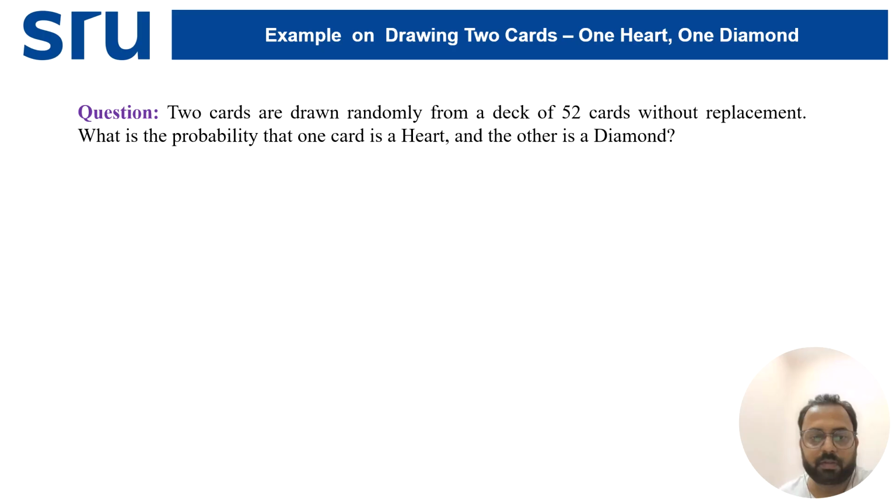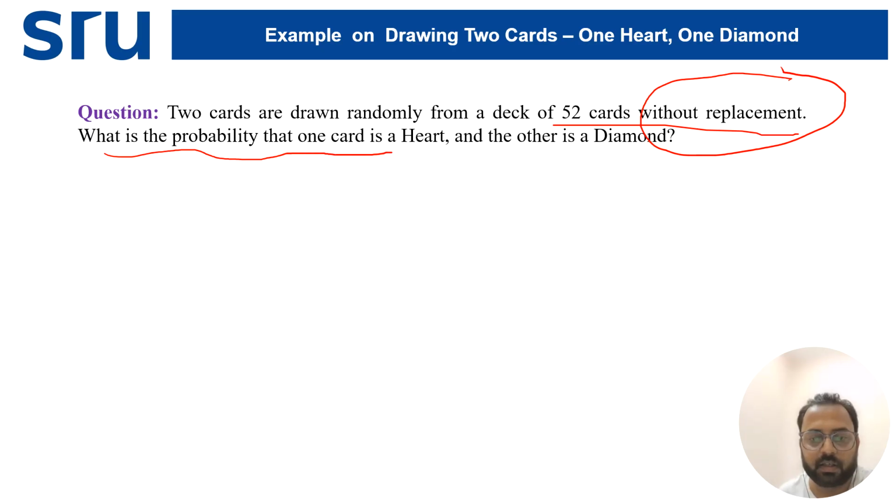So let us solve a problem based on cards. In this problem, two cards are randomly drawn from a deck of 52 cards without replacement. One point is given here: without replacement. What is the probability that one card is a heart and the other is a diamond?